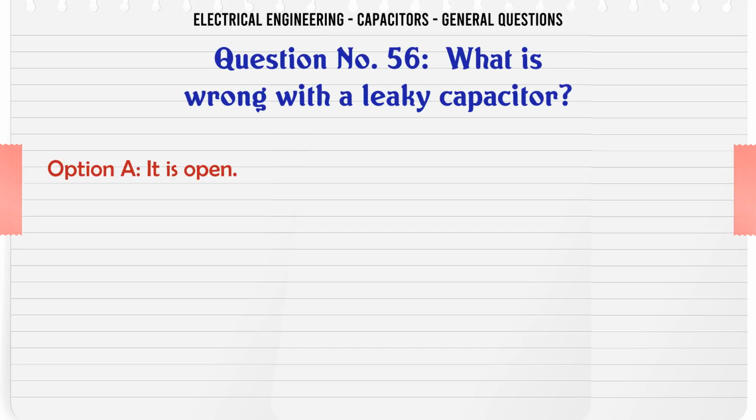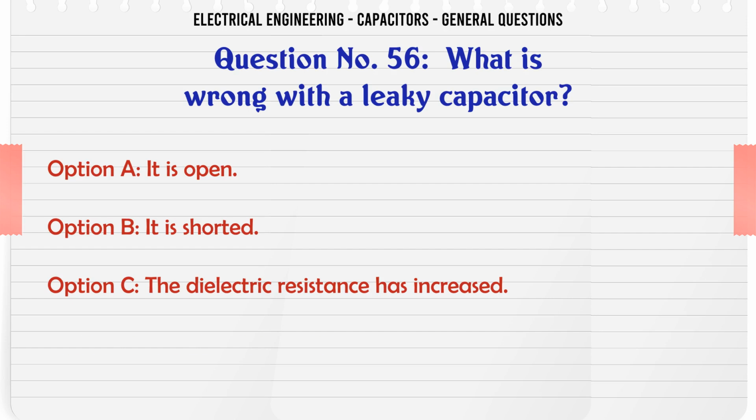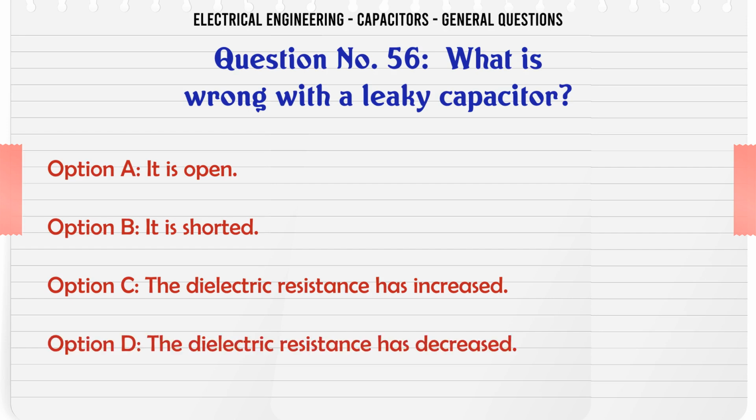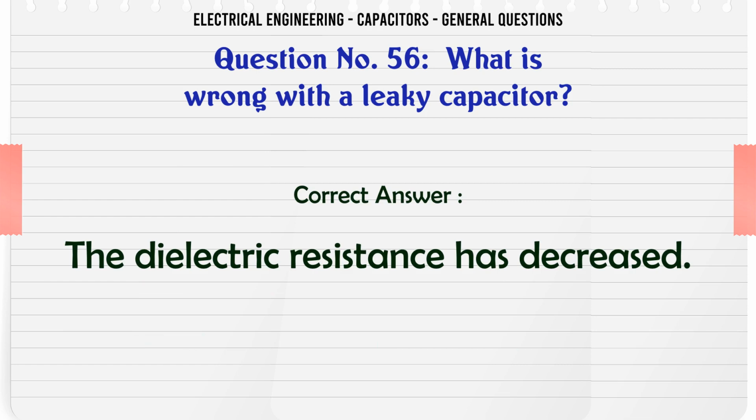What is wrong with a leaky capacitor? A. It is open. B. It is shorted. C. The dielectric resistance has increased. D. The dielectric resistance has decreased. The correct answer is the dielectric resistance has decreased.